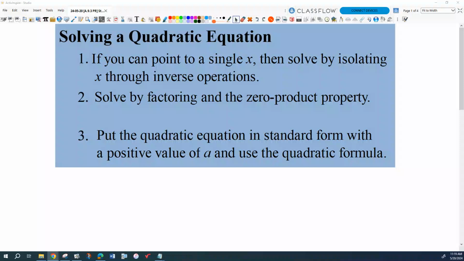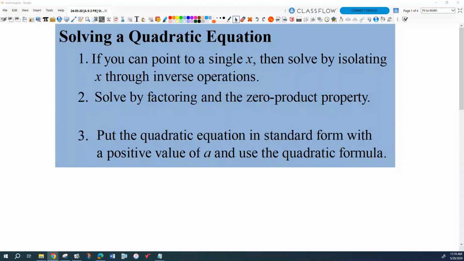Well, we can just use inverse operations. Write down the PEMDAS tree and go bottoms up with the PEMDAS tree, and just isolate the x by using inverse operations. That's easy, right? That's the easiest way to solve any equation. But you can only do that if you can point to a single x. A lot of times we can't do that, so we have to move on down the list.